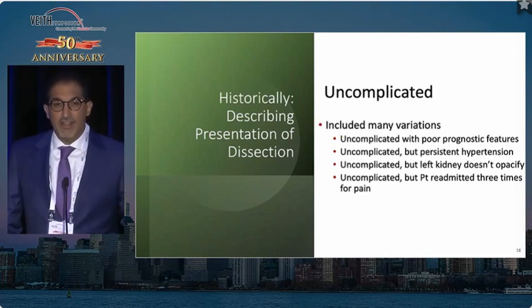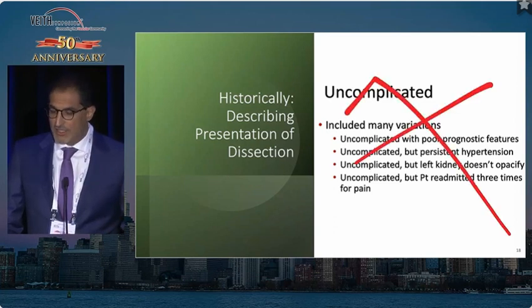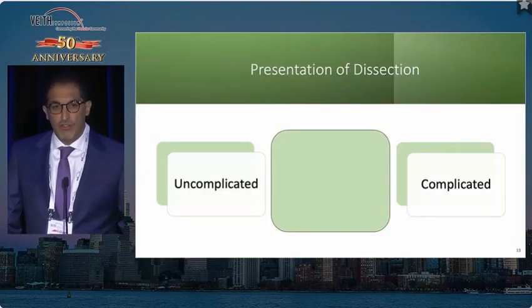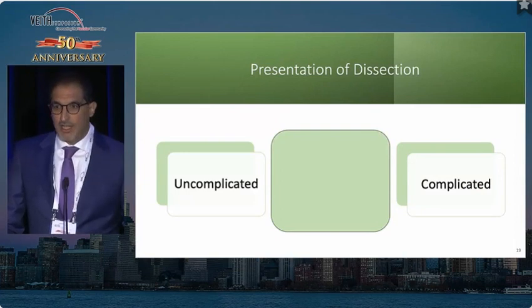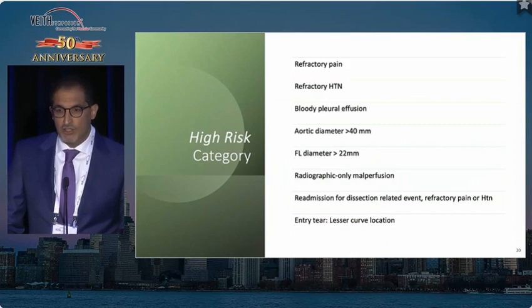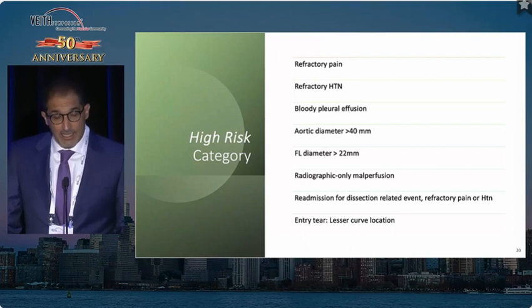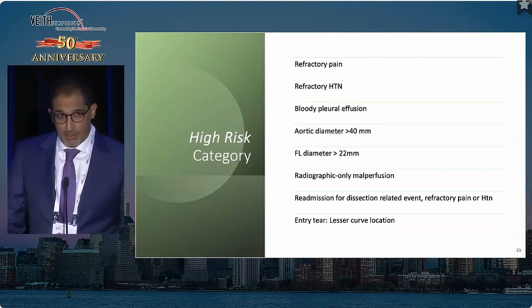And there are variations that we have come up with in the literature that confuse uncomplicated. So we intended to just get rid of that, create two spectrums, one uncomplicated and one where it's complicated, and then in the middle we've created this high-risk group with features that portended poor prognosis, such as refractory pain, hypertension, effusion, et cetera. All of these high-risk features are going to be discussed further today in the afternoon session, so I won't steal my own thunder.